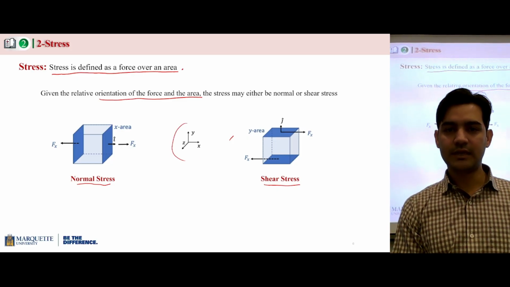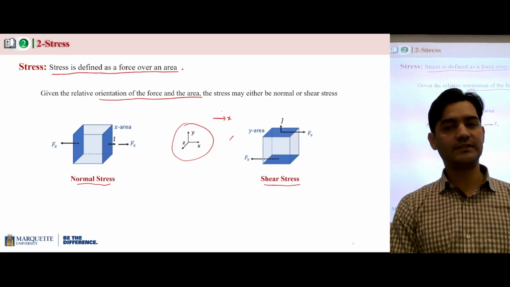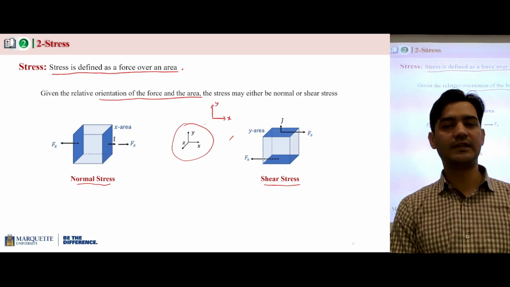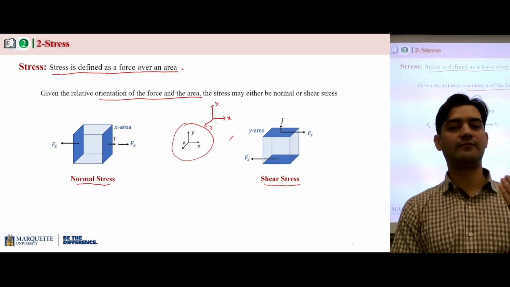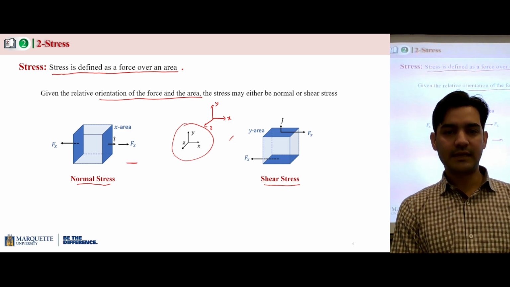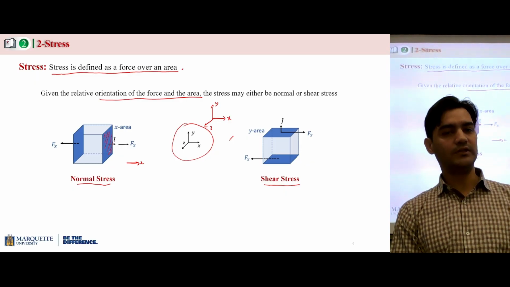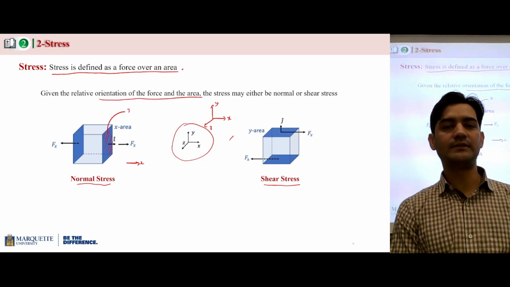So this is a coordinate system. Let's just say the x-axis is positive in this direction, the y-axis is positive in this direction, and the z-axis is positive outside the plane. So if this is the x-axis, this area which is perpendicular to the x-axis would be called the x area.